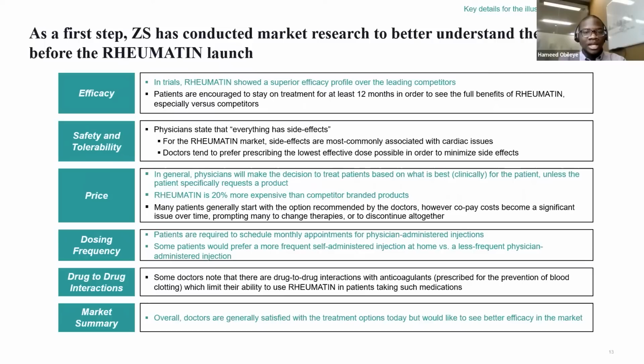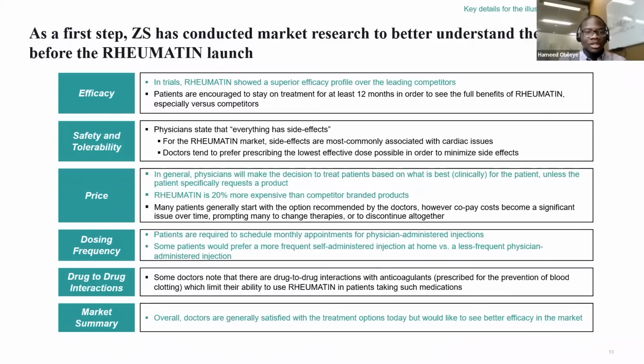For this particular example, what we have are the results of ZS market research. This gives us data on efficacy, safety, price, dosing frequency, and things like that of Rheumatin. The idea is that based off of this data, you are able to develop insights that will help you in solving the case. How do I mean? For example, looking at the efficacy bucket, you can see that in trials, Rheumatin shows a superior efficacy profile versus leading competitors. This sort of data is very noteworthy and is the type of thing you would typically want to remember for later on.